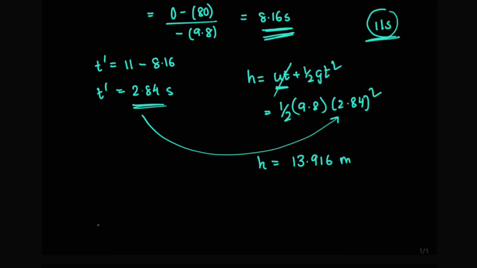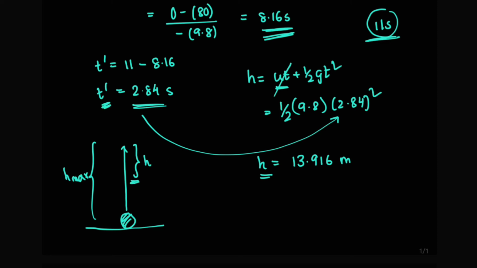So what is actually happening over here? Well, if we go back to our original figure, we have that over here h max is basically this, and h is basically this, which means the traversed distance by the ball in t prime seconds. Now we basically have to calculate what? This remaining height, which is our required height.